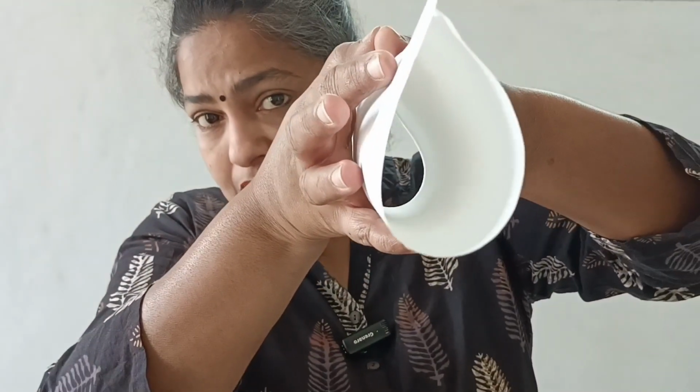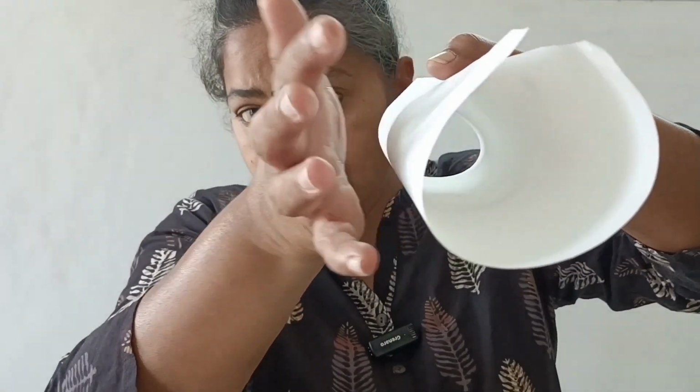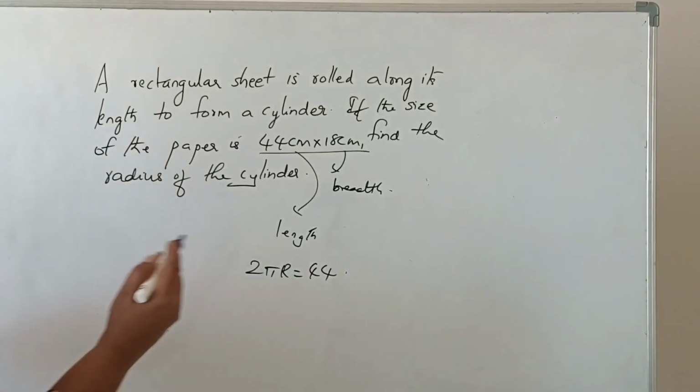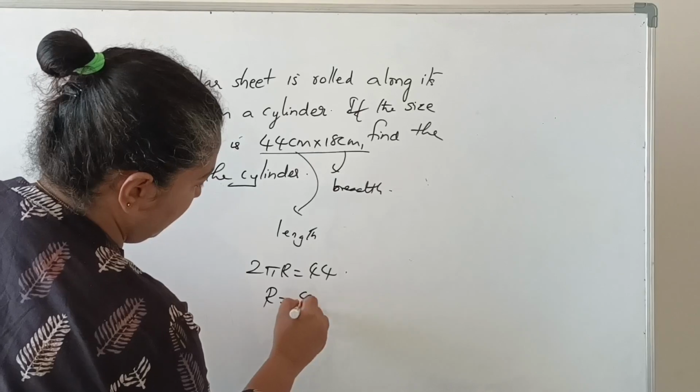Suppose the question was that it is rolled along the breadth. So now my breadth measurement becomes the circumference. So please keep this in mind when you are doing the sums. I am again telling you, it is very important so that you do not make a mistake when you are taking the measurement for circumference. So now let us get on with the sum. So you can find out the value of R.